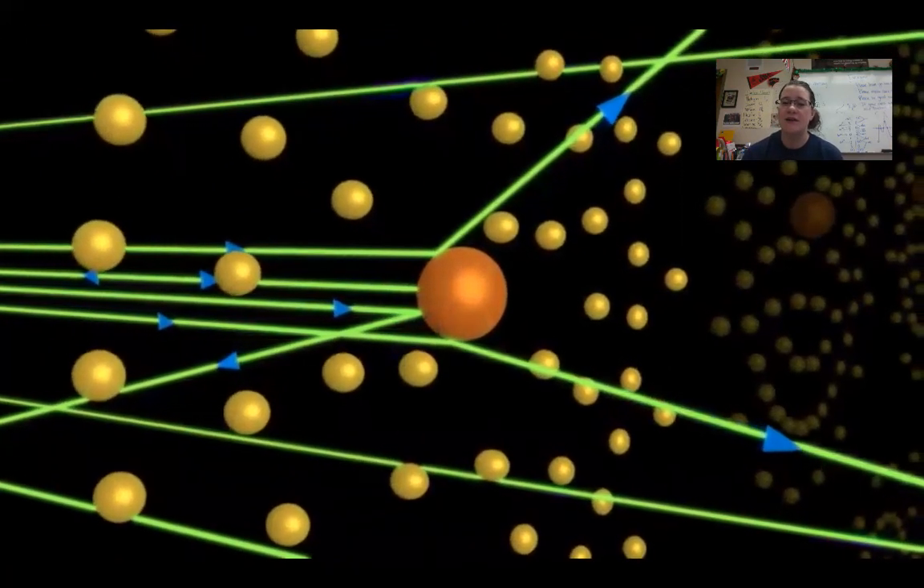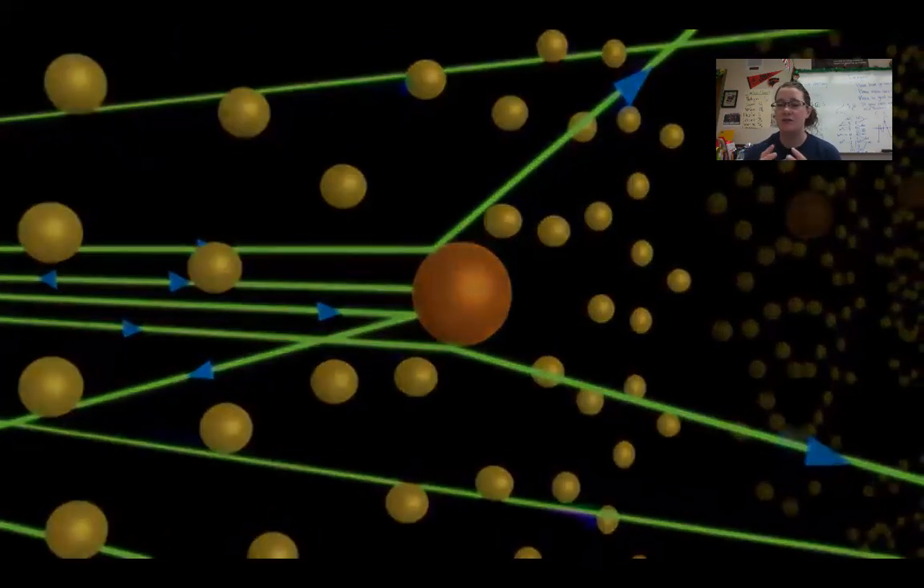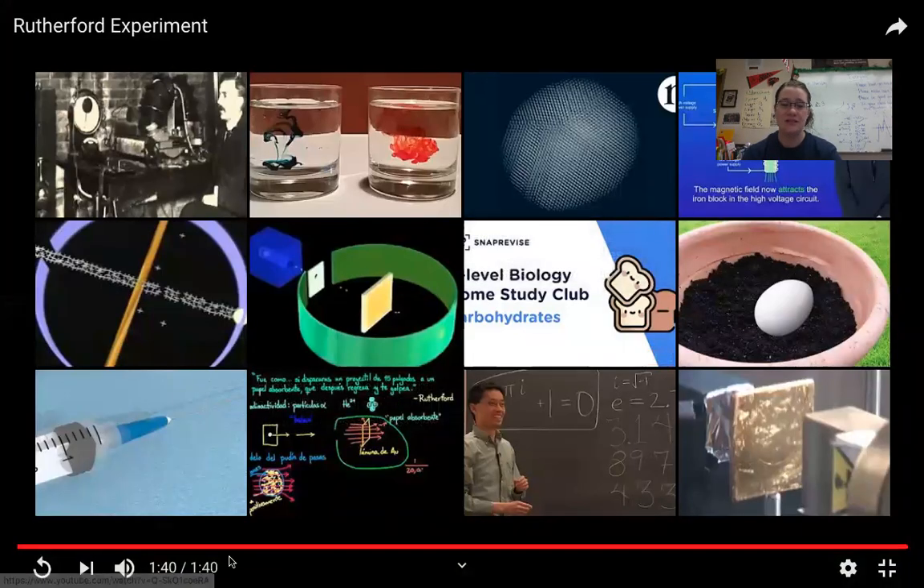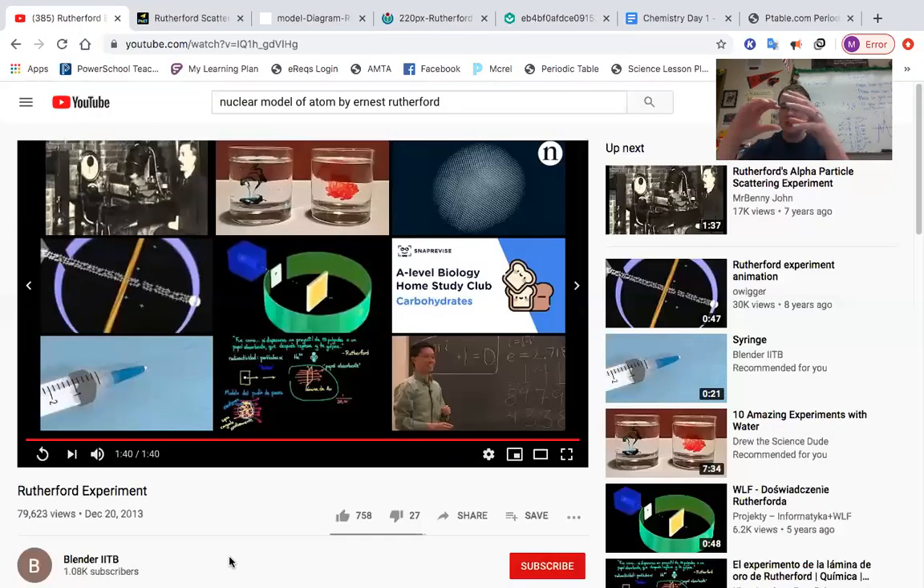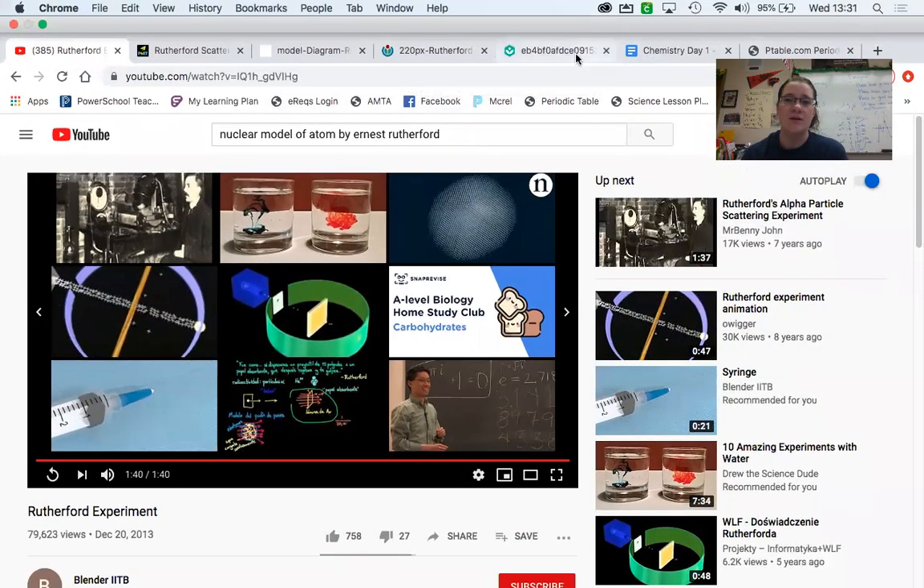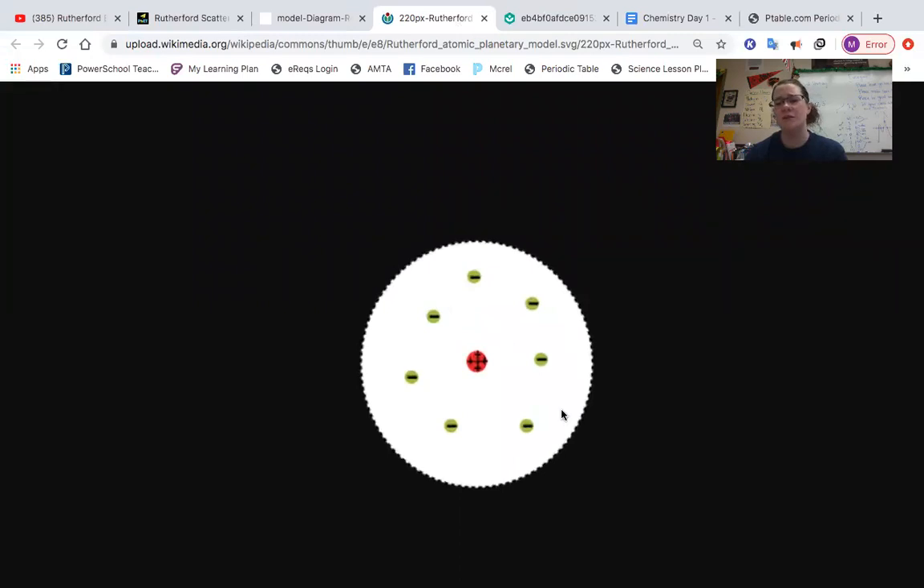He proposes that we don't just have a soft, squishy, positive material with negative charges dispersed throughout it. We have to have this really dense positive charge within our particle. It can't be something that is scattered throughout the particle. And so Rutherford proposes a nuclear model of the atom. And so what he does is he discovers the nucleus. And so early on, this is what Rutherford believed.